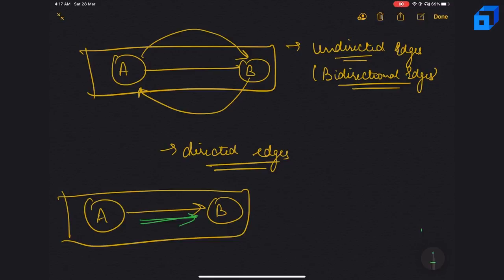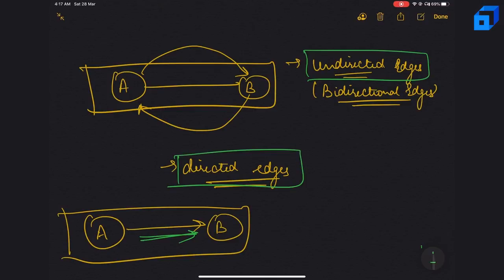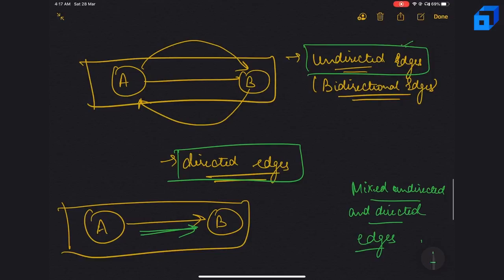from B to A. So, you might have graphs where there can be undirected edges only, you might also have a graph where there are only directed edges, or you might have a graph that has a mix of undirected and directed edges. If a graph has only undirected edges, it is known as an undirected graph or normally a graph. Whereas, if a graph has only directed edges, it is known as a directed graph or a digraph.